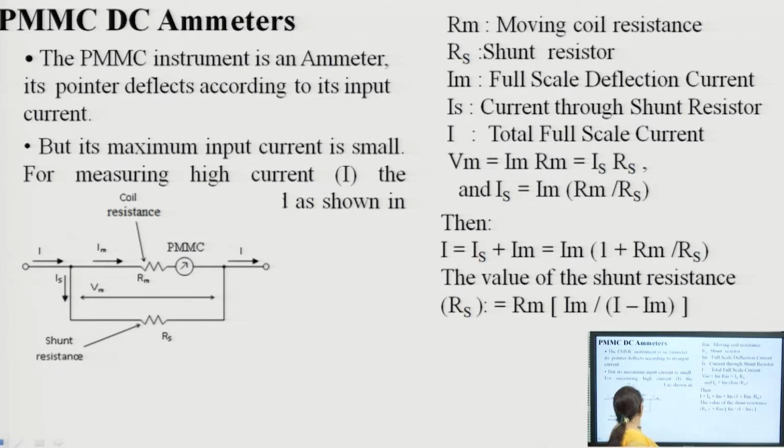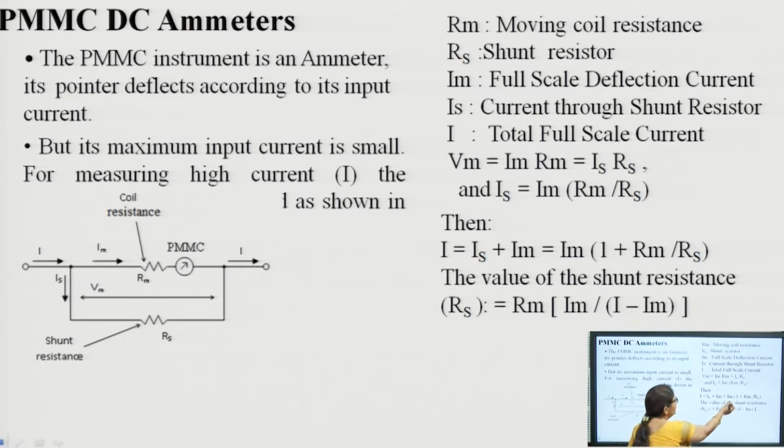Vm is equal to Im into Rm, and the shunt resistance is in parallel to Rm. So the voltage drop across Rs is equal to the voltage drop across Rm. Here the current is Is, so it is Is into Rs. So Vm is equal to Im Rm is equal to Is Rs. From here we find that Is is equal to Im Rm by Rs. Now the current I is equal to the shunt current plus the meter current, so I is equal to Is plus Im.